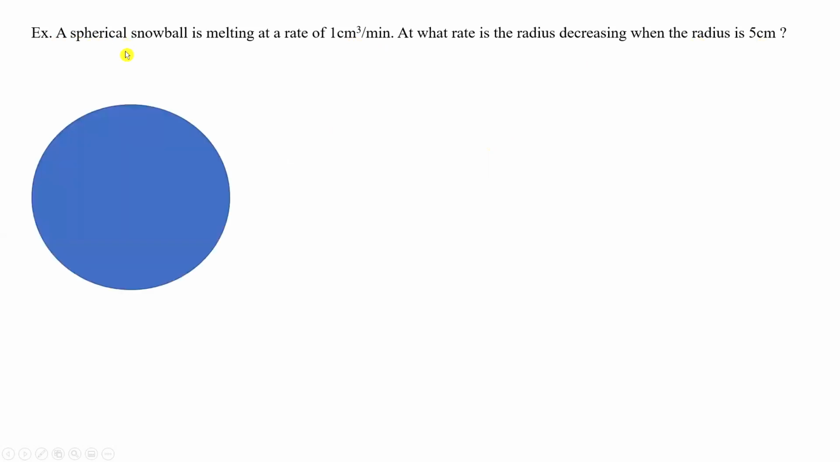Spherical snowball. 1 centimeter cubed, that means the volume of a sphere. If you look that up on the internet, you'll find this equation. The volume of a sphere is 4/3 pi r cubed.